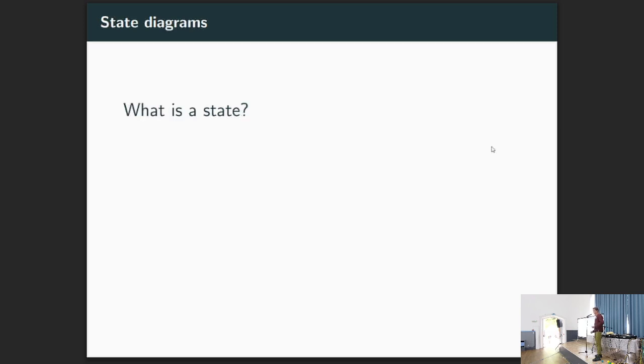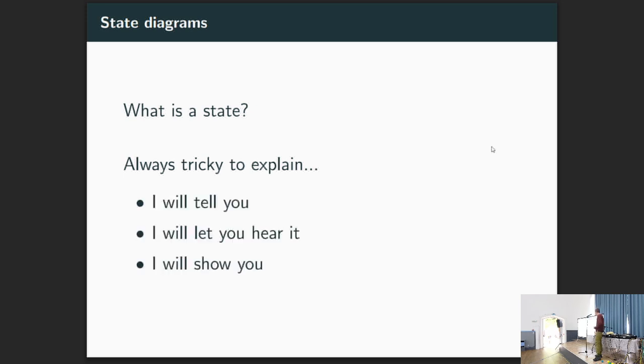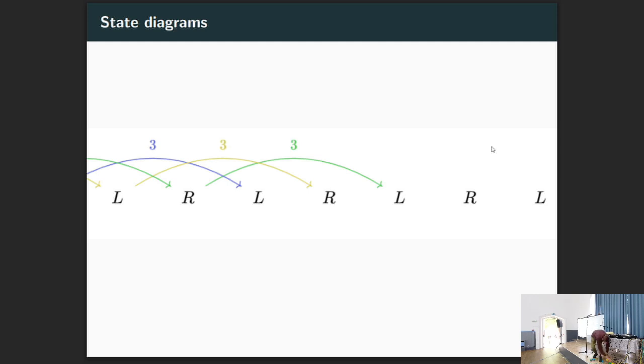What is a state? It's always a bit tricky to explain, and there's 3 ways to do it. I'm going to do all of them. I will tell you, I will let you hear it, and I will show you. Let's see which one works the best for you.